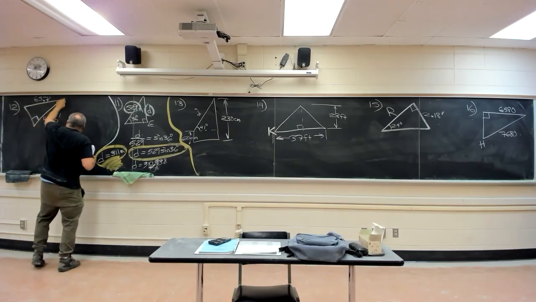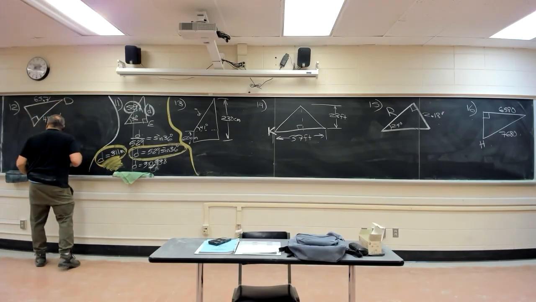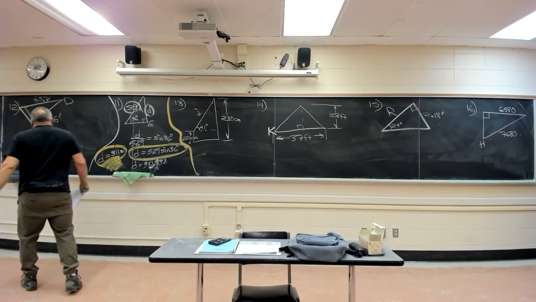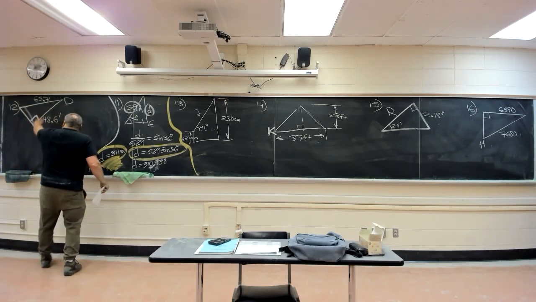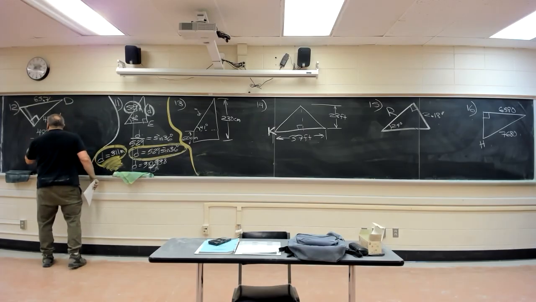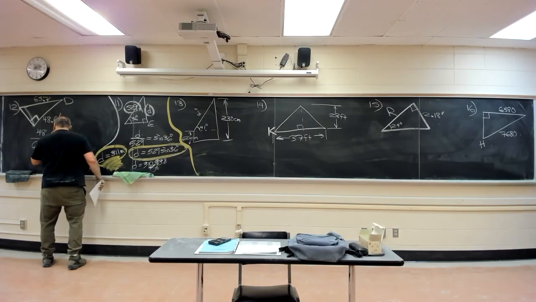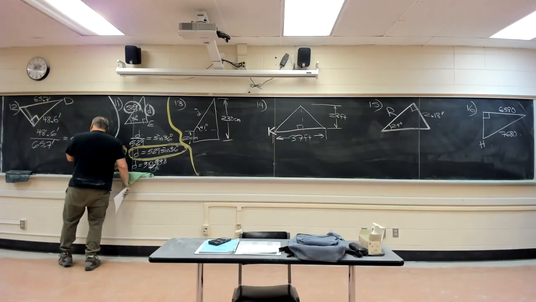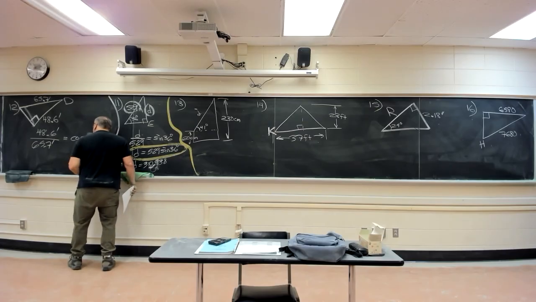Find D. Well, I mean, we were kind of looking at it. Maybe that makes it look a little bit better. There's 65.7. That's the hypotenuse. That's the adjacent. 48.6 divided by 65.7. That is the cosine of D.